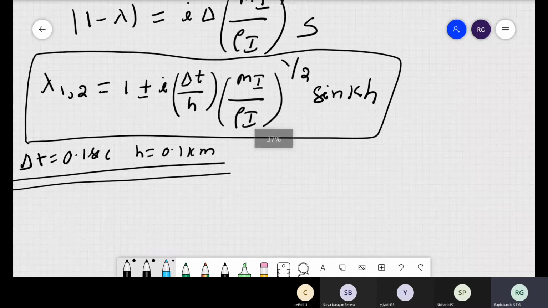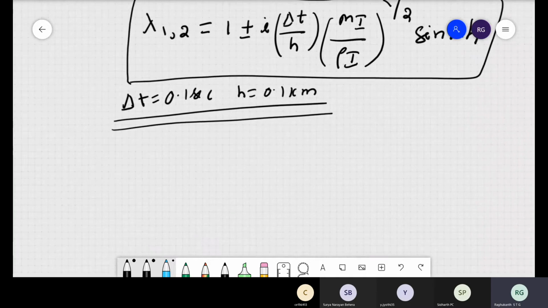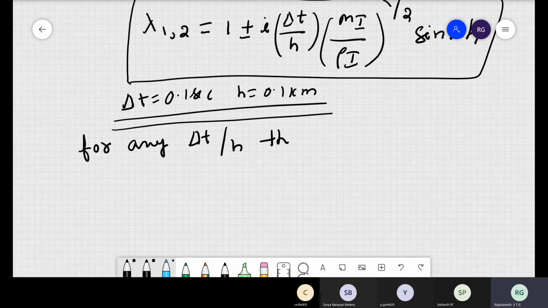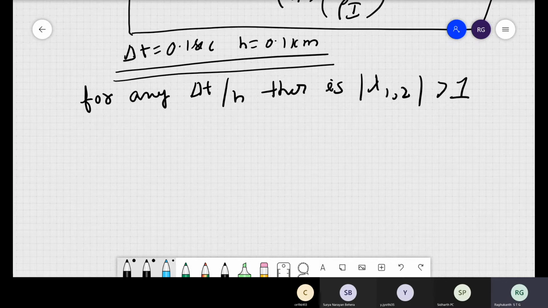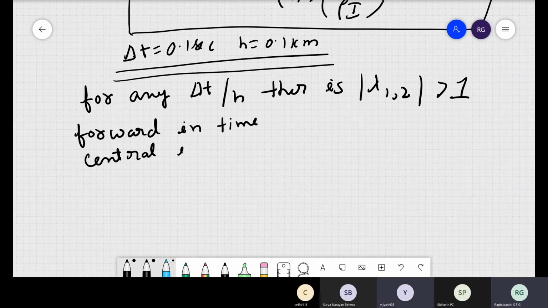Now, you followed, right? So for any delta t by h, there is one root, 1 comma 2, which is always greater than 1. Which means, what is our scheme? Forward in time and central in space. Whatever value you take, this scheme is unstable only.